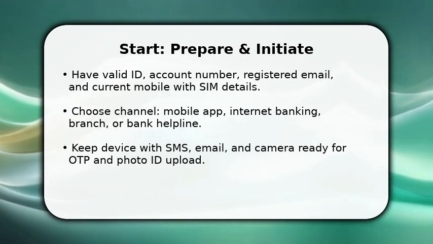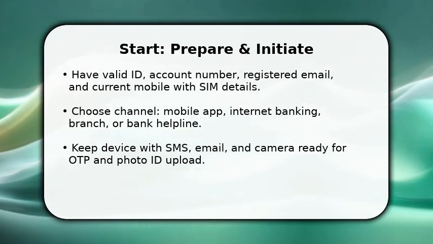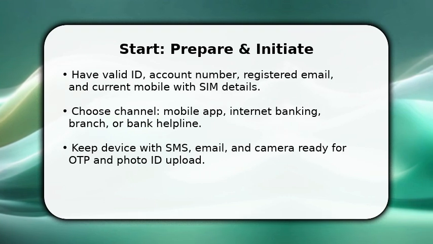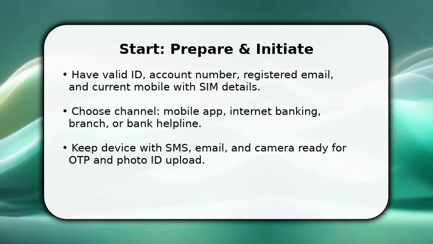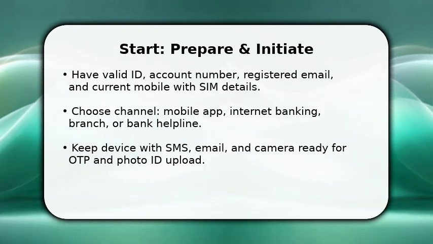The system will prompt for OTP to verify you. Send it to the registered number. Enter the OTP quickly. If the registered SIM is lost, call the helpline first to enable alternate verification. Make sure to note any reference number they give you.